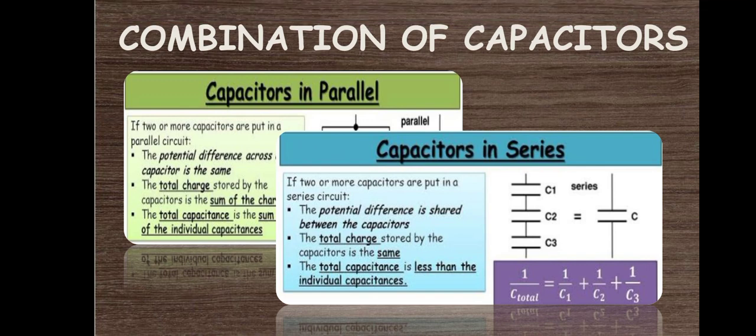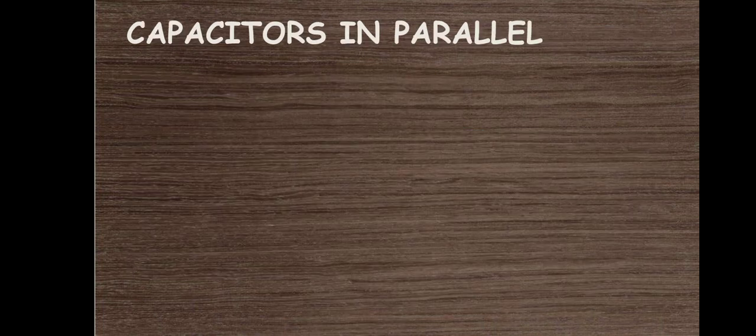If two or more capacitors are put in a series circuit, what will be the characteristics of the circuit? The potential difference is shared between the capacitors. The total charge stored by the capacitors is the same and the total capacitance is less than the individual capacitances. Now let's discuss them one by one.